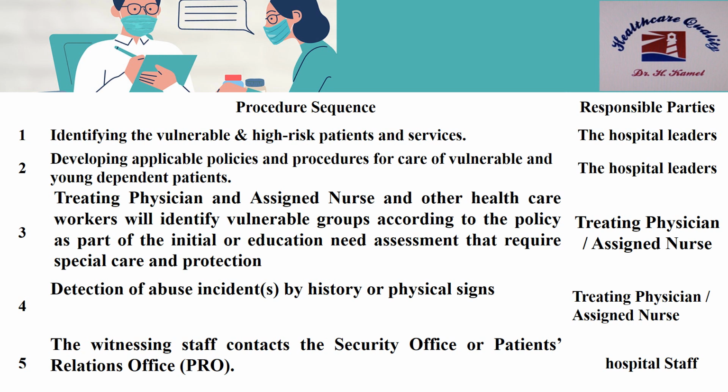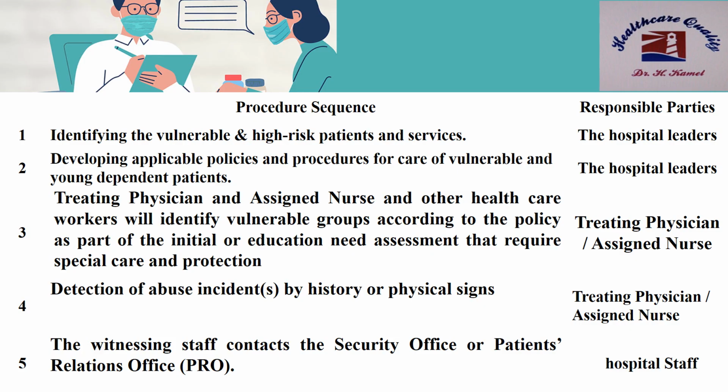Number three, treating physician and assigned nurse and other healthcare workers will identify vulnerable groups according to the policy and part of the initial or educational needs assessment that require special care and protection by the treating physician and assigned nurse. Number four, detection of abuse incidents by history or physical signs by the treating physician and assigned nurse.